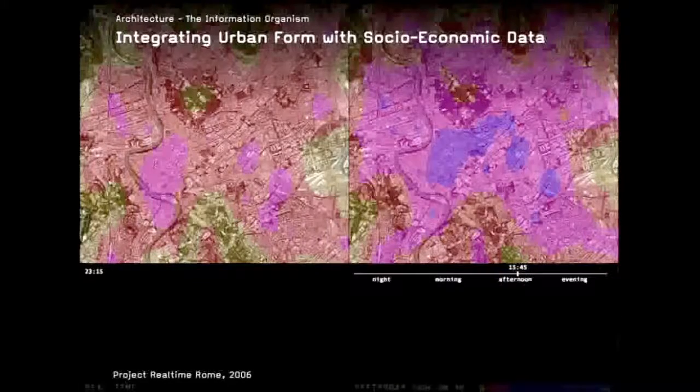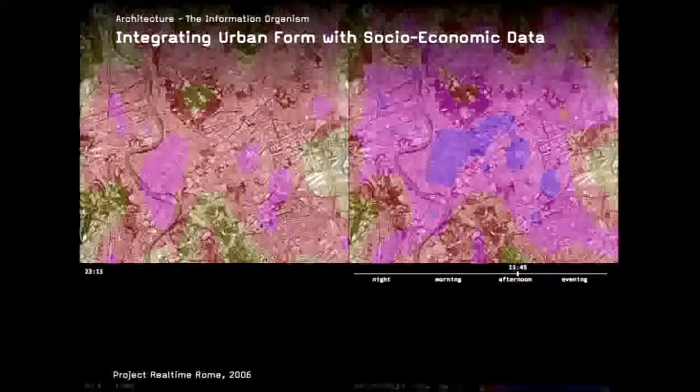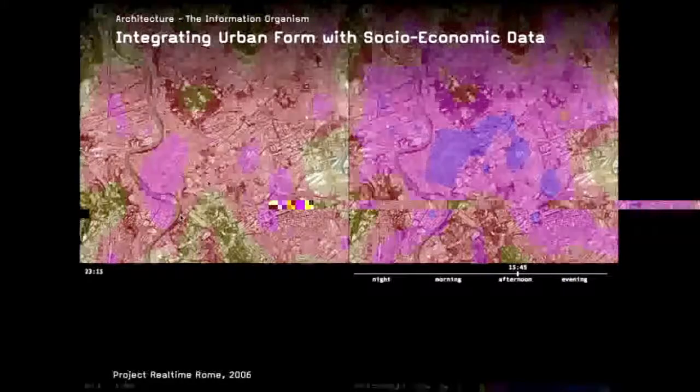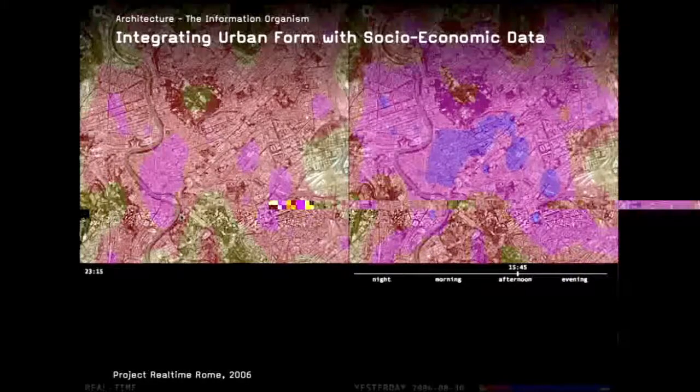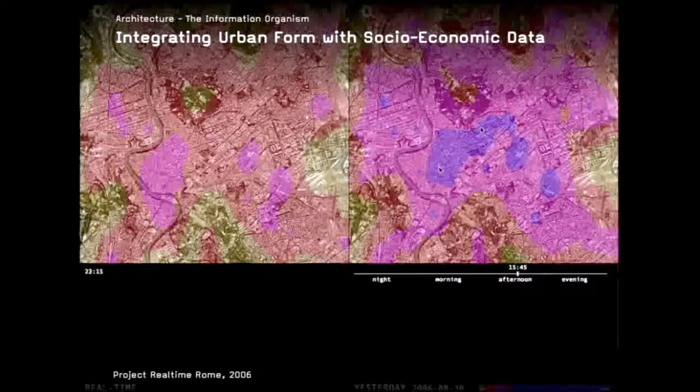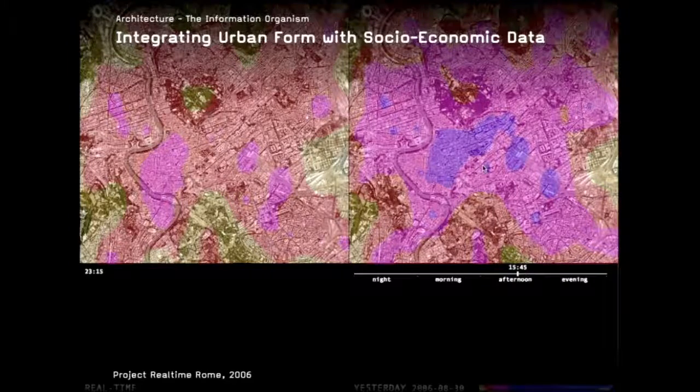So this is a very busy area, this one here. And then during the day and during the evening, the night, and during the day, you can see here very clear different patterns. So you see how people are moving from one to the other place during the day.